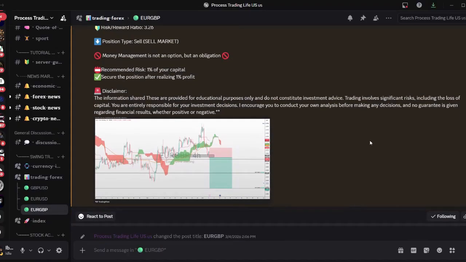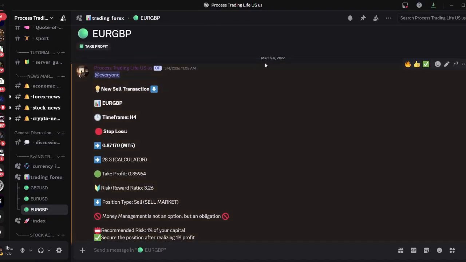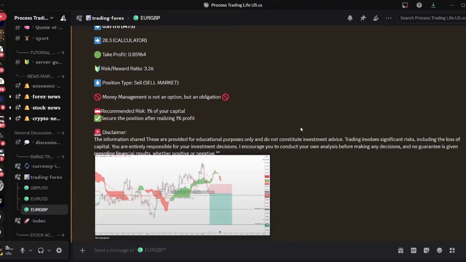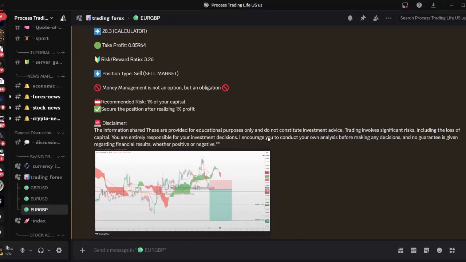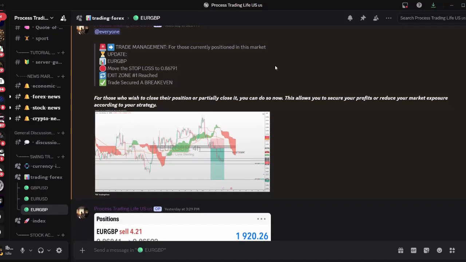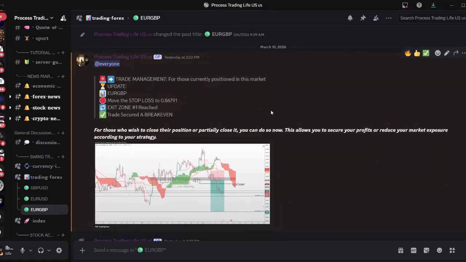It's simple. The position was taken on March 4th, as you can see here. So here is the chart. The position was taken here, at the close of the support, as you can see right there, quite simply. After that, a few days later it was March 10th, as we can see here.